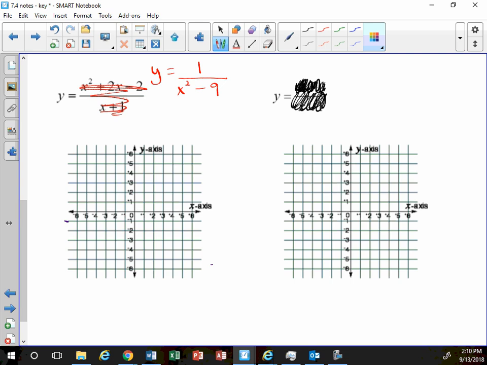So x-intercept, remember, is when y is 0.